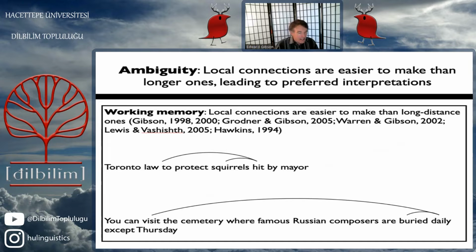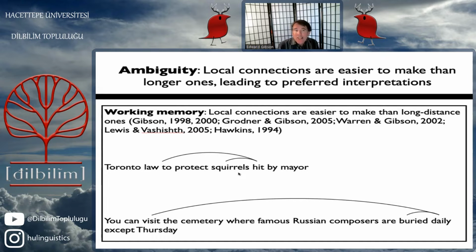Here are some, I think, entertaining English examples. I don't know if you've seen me talk about these examples before. The Toronto law to protect squirrels hit by mayor is a headline which I found funny. I'm from Toronto, I'm from Canada, and when I was growing up, that was there. The reason it's funny is it was intended that the law was attacked, criticized, hit by the mayor, but people can't help but notice when they read this that the law is there to protect the squirrels who were hit by the mayor.